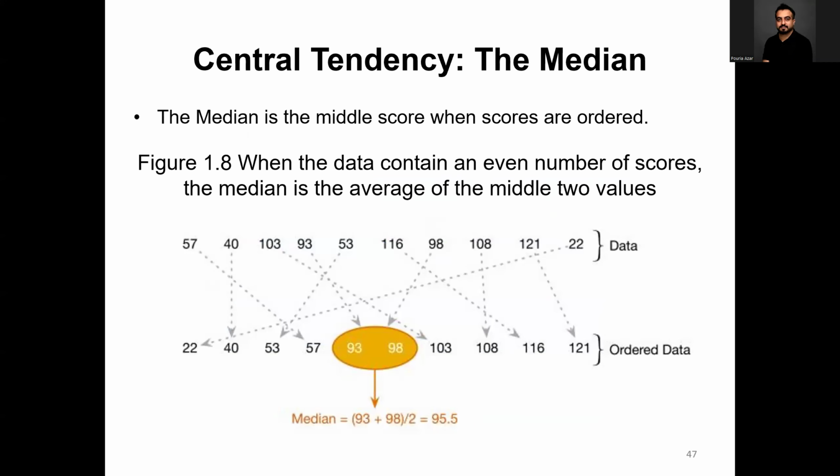The median is another central tendency. Again, remember, central tendency is a single value summarizing the center of the dataset. In order to get the median, first we need to order our dataset from smallest value to the largest value. And then the midpoint will be our median. When the data contain an even number of scores, the median is the average of the middle two values.